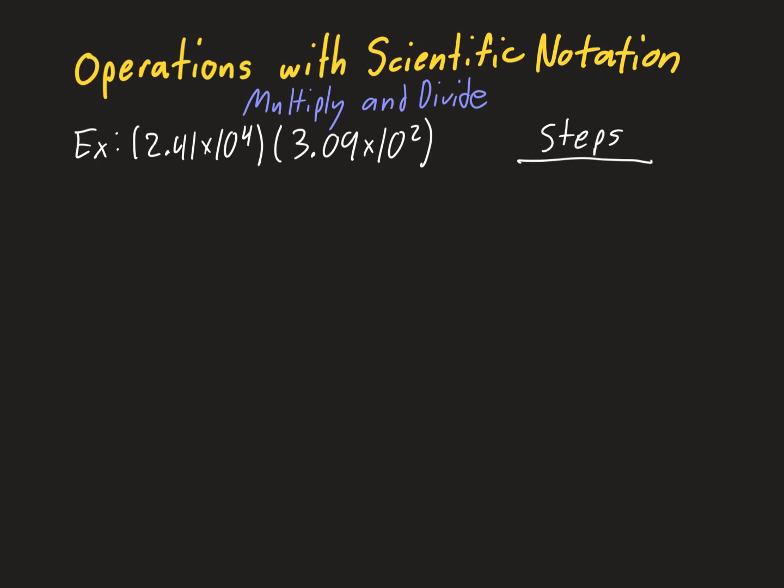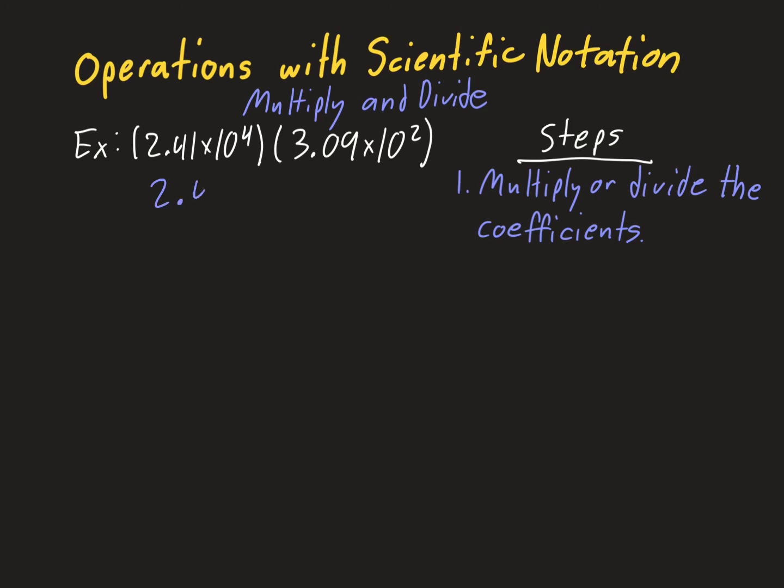Now, let's look at multiplying and dividing in scientific notation. If you look at this example, we have 2.41 times 10 to the 4th times 3.09 times 10 squared. Remember, if there's no operation between parentheses, it's multiply. Step 1 is to multiply or divide the coefficients. Here, the coefficients are 2.41 and 3.09.